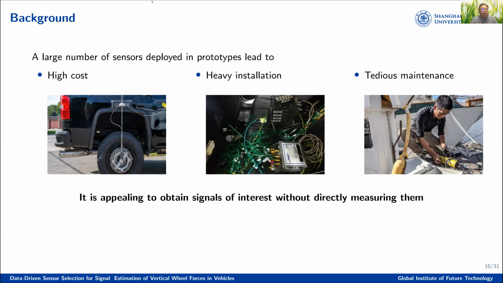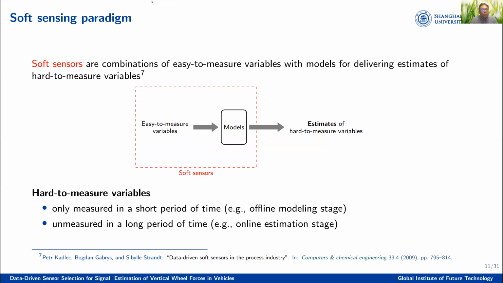That leads to this new terminology, or what people call a soft sensor. The paradigm of the soft sensor is actually not very difficult to understand. Soft sensors basically try to use some easy-to-measure variables or sensor data, which are available on the vehicle, with some mathematical models to deliver an estimation of the so-called hard-to-measure variables, like we showed here in the middle of the page.